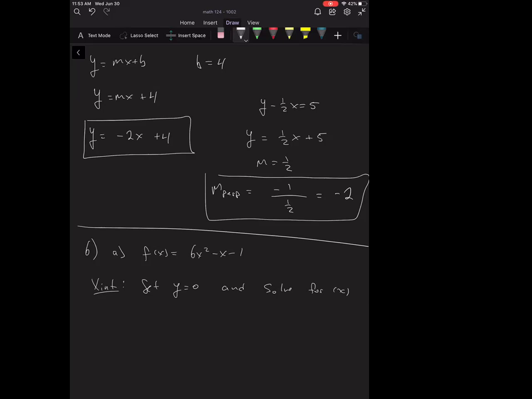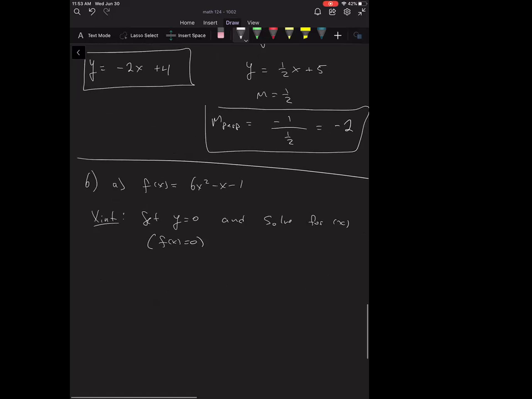And notice that setting y equal to 0 is just the same thing as setting f of x equal to 0. f of x is always equal to y. So if we say y is equal to 0, that just means set f of x equal to 0. Okay, so set f of x equal to 0 and solve for x. So that means we're going to have 0 is equal to 6x squared minus x minus 1.